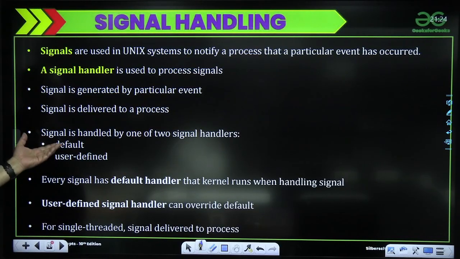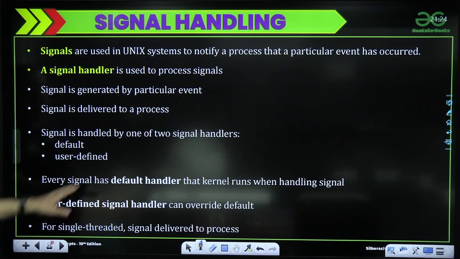So it can be the default approach for dealing with a signal, or it can be user defined. Default means whatever the system designers define, and user defined means we can define how it is to be handled. Every signal has a default handler that the kernel runs when handling a signal, or a user defined signal handler can override the default, just like in C++, the default constructor or an overriding constructor, for a single threaded signal delivered to a process.